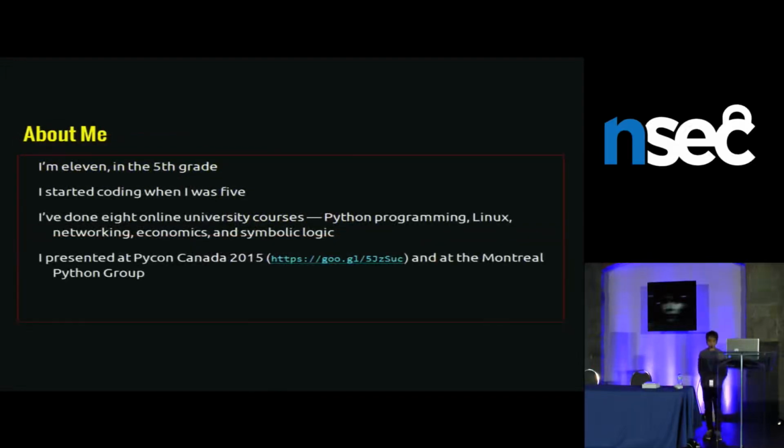So first I'll just tell you a bit about me. Well, obviously I'm 11 and in the 5th grade. I started coding when I was about 5, and since then I've done a bunch of online university courses in Python programming, computer networking, etc. And I presented at PyCon Canada 2015 and at the Montreal Python group, and I'm really happy to be here today.